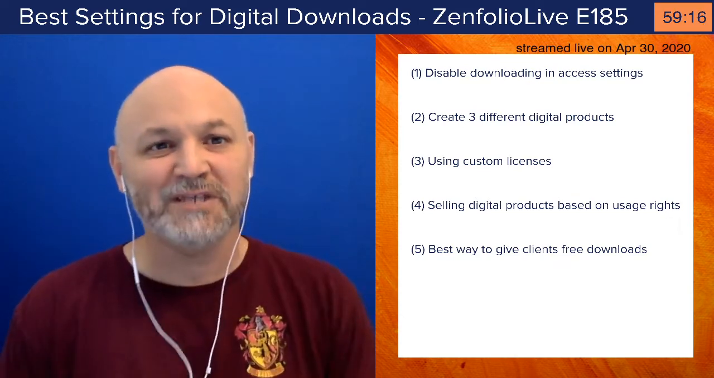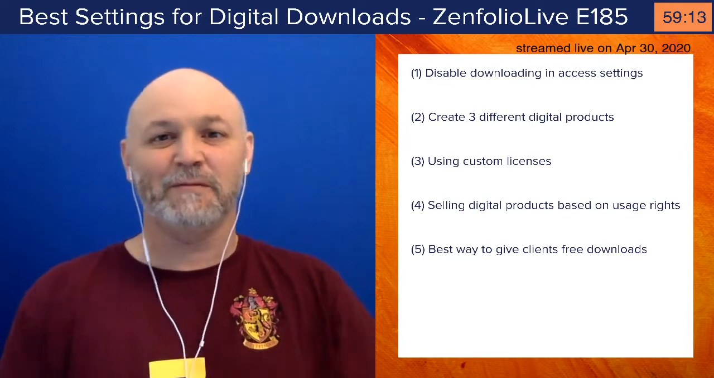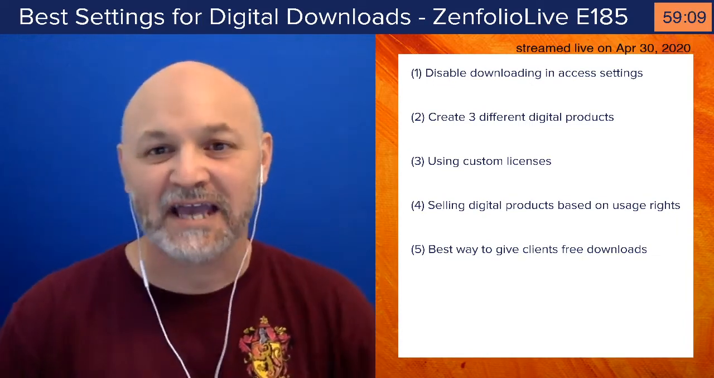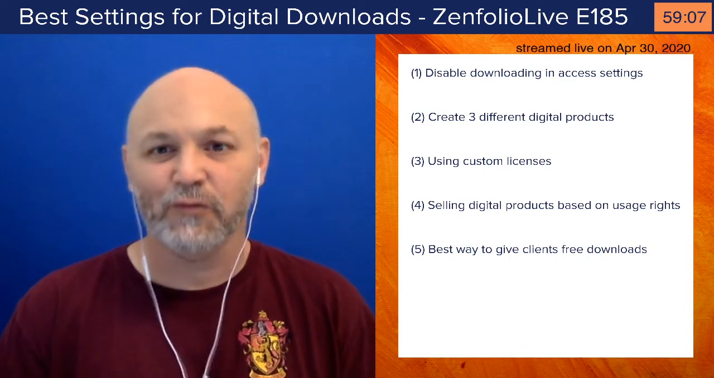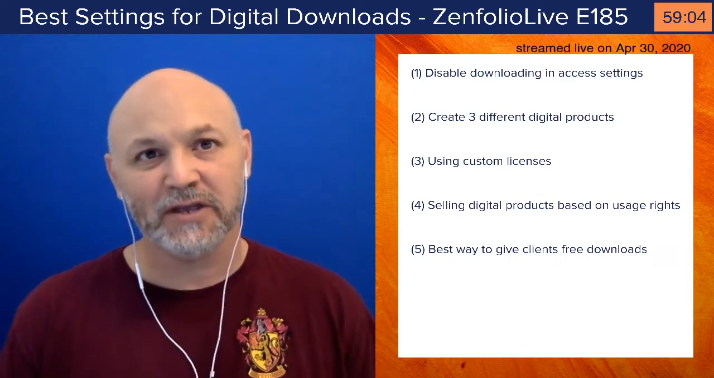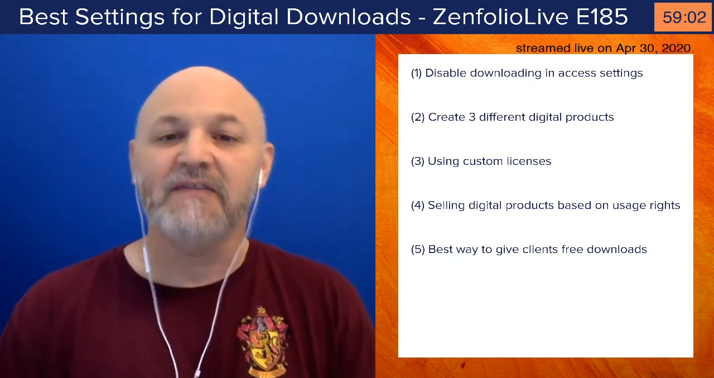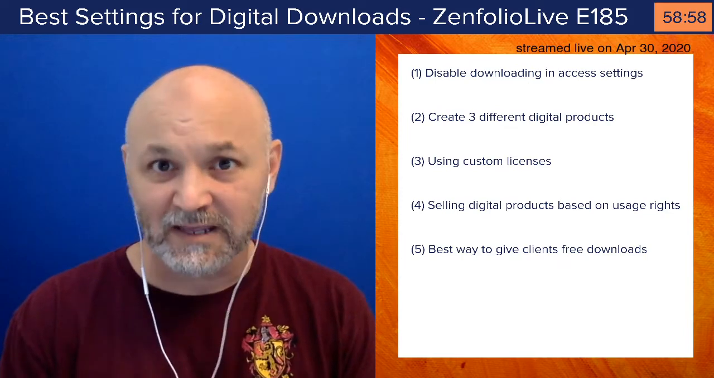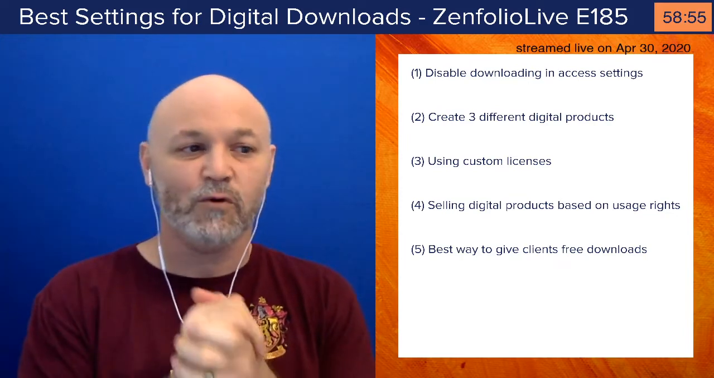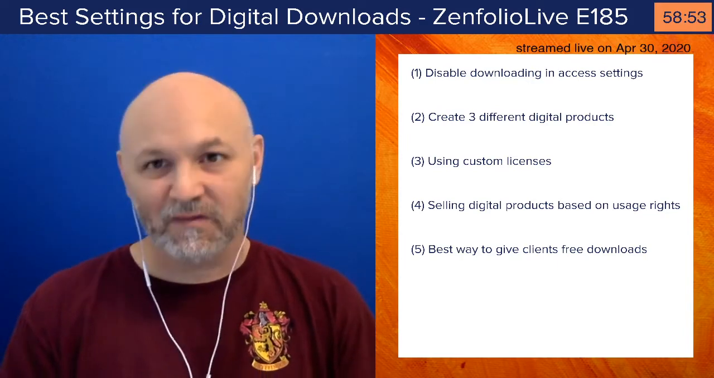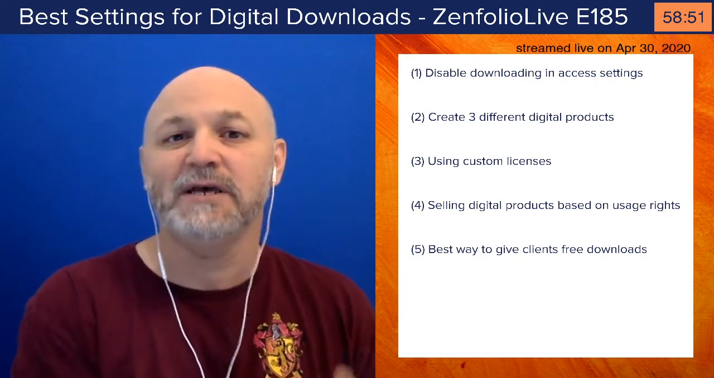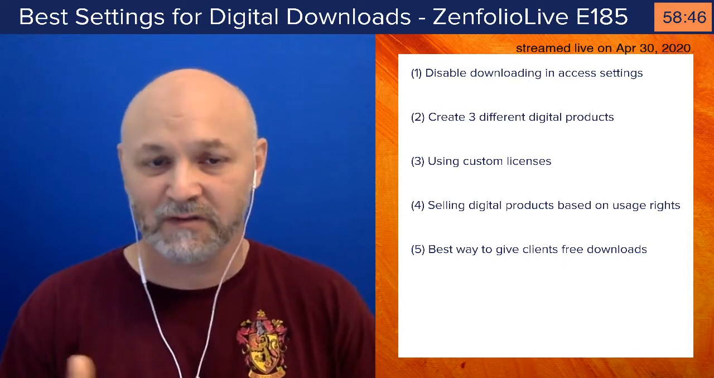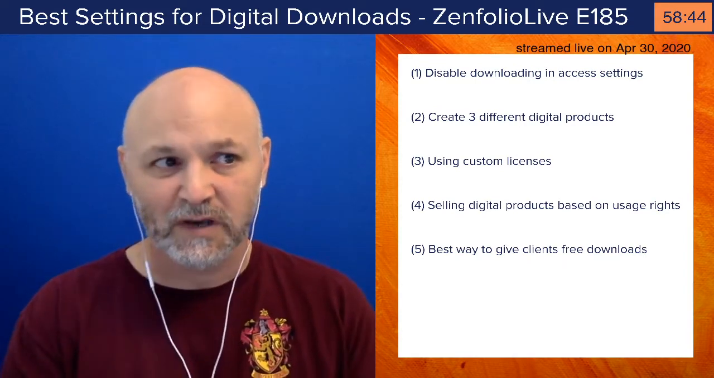Welcome everybody. Today we're going to be talking about best settings for digital downloads. So I'm going to be going through and showing you guys how to disable that download setting in access control. We're going to be creating three different digital products. I'm going to show you how to use a custom license and then how to sell your digital products based on usage rights. And then finally, the workflow that a lot of people have been asking for. How do we give our clients free digital downloads, or what is the best way to give our clients free digital downloads so that a bunch of other people aren't downloading those images as well? So those are the things we're going to be covering today.